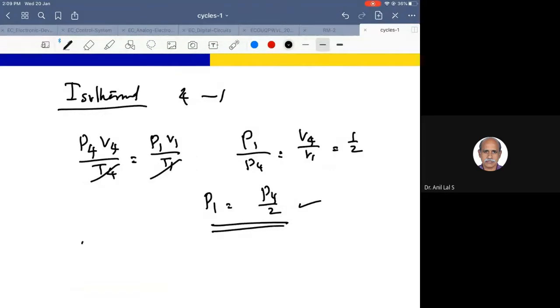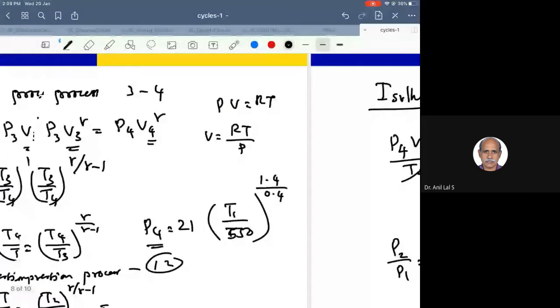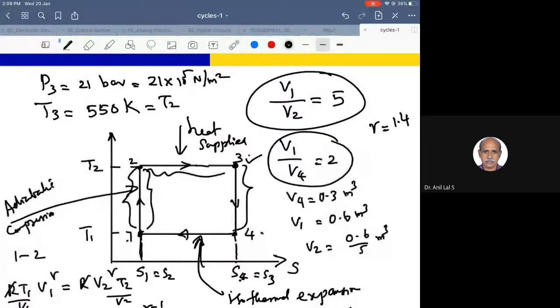So P2 by P1 is equal to T2 by T1 raised to gamma by gamma minus 1. T2 and T1 are known, so you can get P2. This way you can get all the pressure values. That way you can solve this kind of problem by doing this kind of cycle analysis. So we'll stop for today in this lecture.